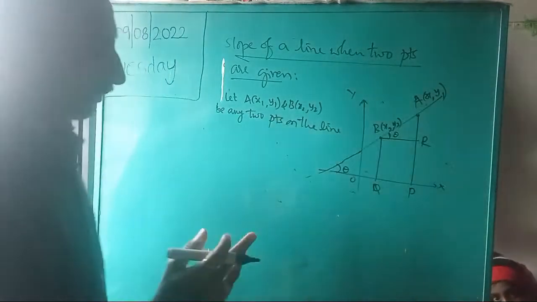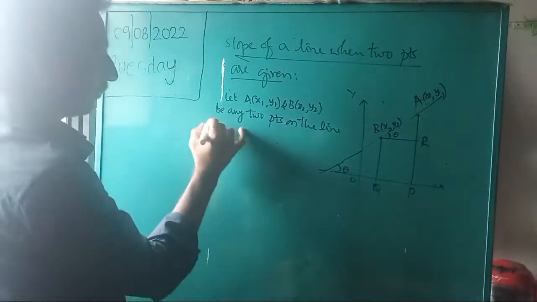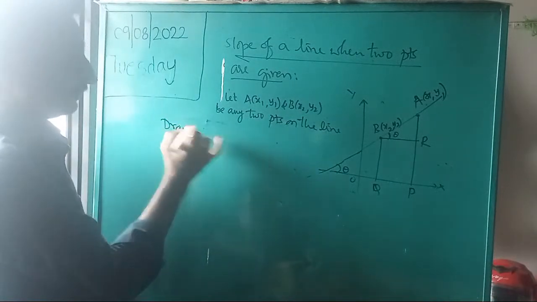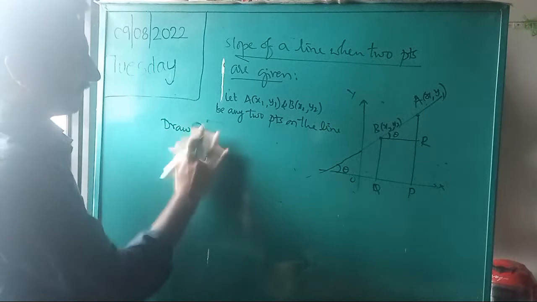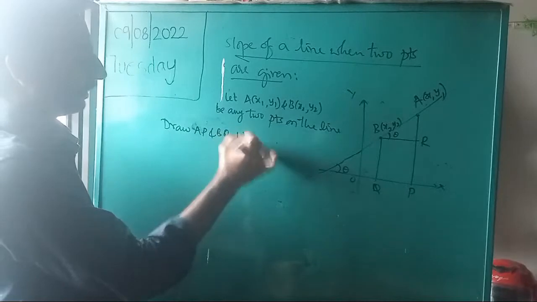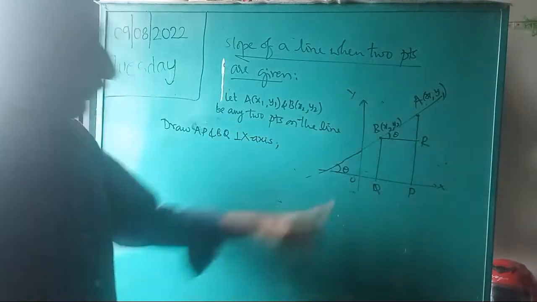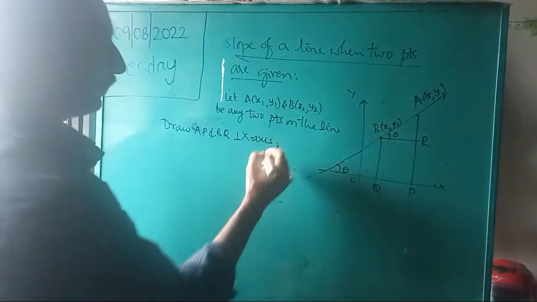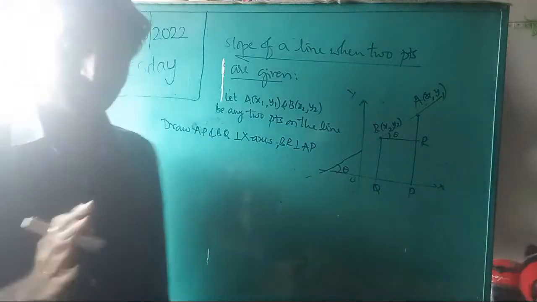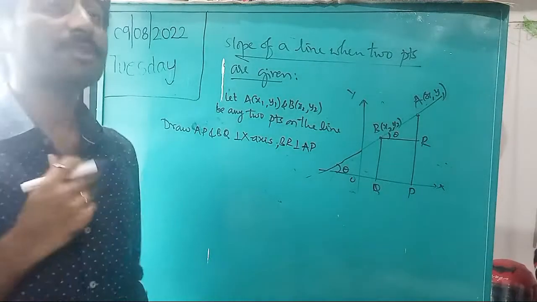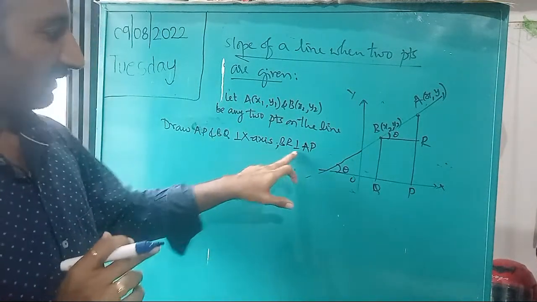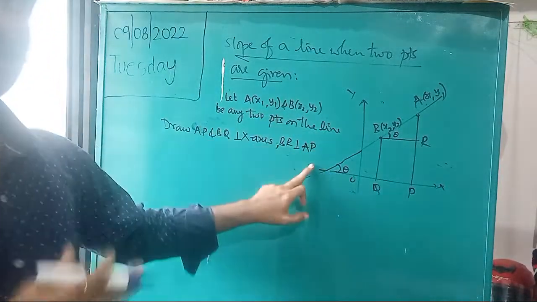So what we are doing next is, I drew the perpendiculars. Draw AP and BQ perpendicular to the x-axis. Later, BR is perpendicular to AP. BR is perpendicular to AP. Yes, AP and BQ are both perpendicular to the x-axis, and BR is perpendicular to the AP I have drawn here, correct?